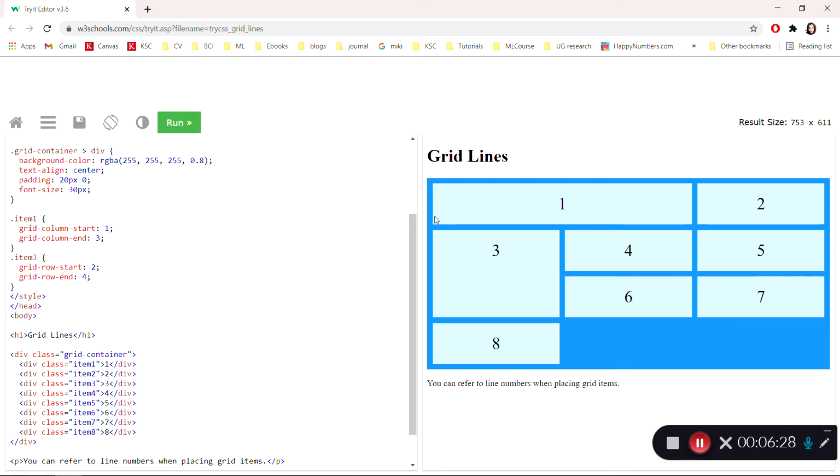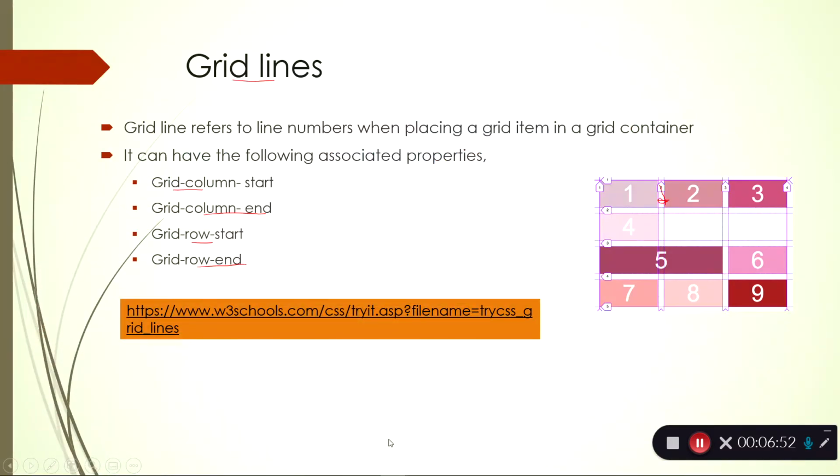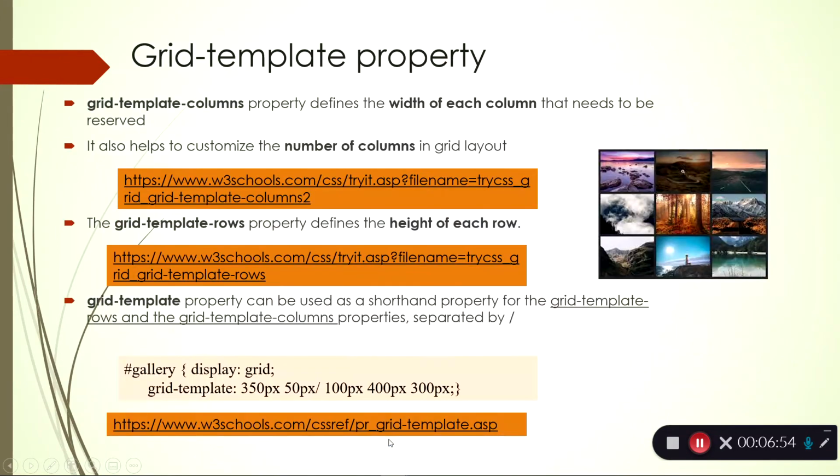You can see here the 3 now takes through 2 rows. Since we have to accommodate this element, automatically the 3rd row or 4th row will get created. So this is how the grid column start end and row start end will work. So you can control the layout by using this property. So that is how the grid lines work.